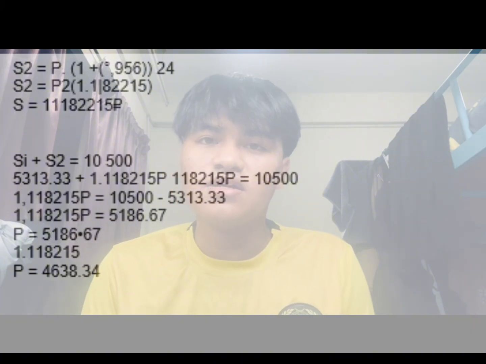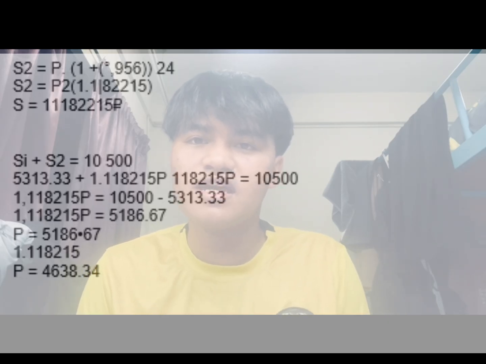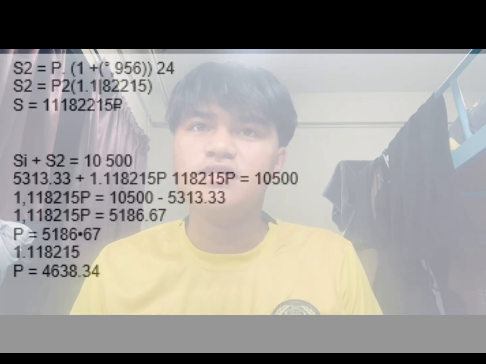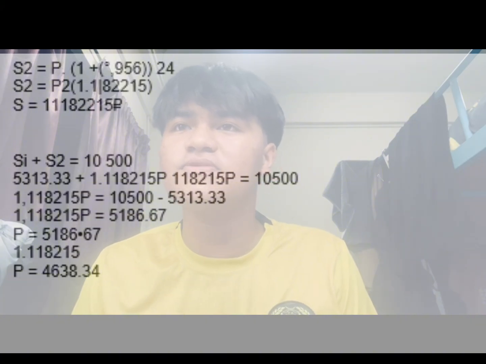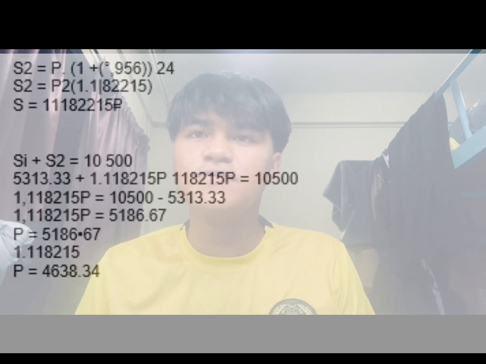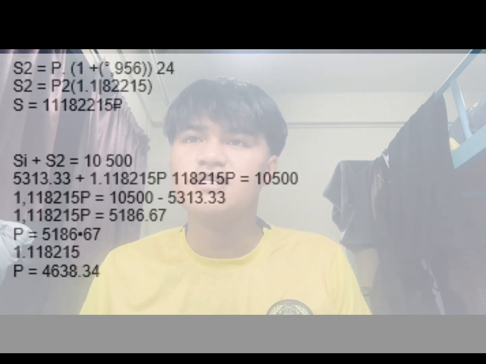1.118215P. Now I add the future value of the first deposit and the second deposit. S1 plus S2 equals 10,500. 5,330 ringgit and 33 cents plus 1.118215P equals 10,500 ringgit. Next, I subtract 5,330 ringgit and 33 cents from 10,500 ringgit. 1.118215P equals 5,136 ringgit and 67 cents.